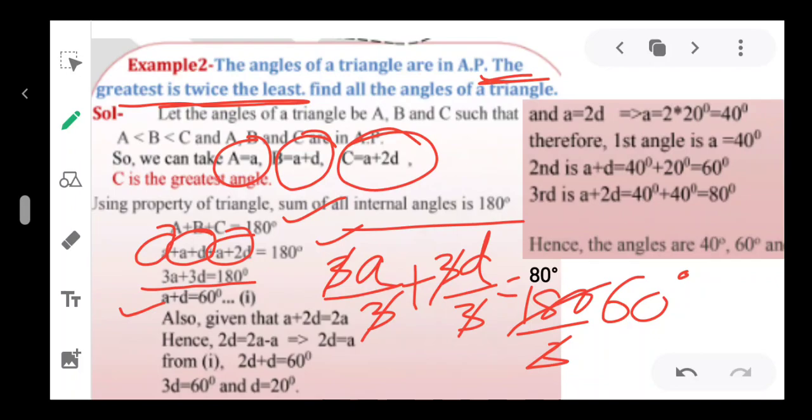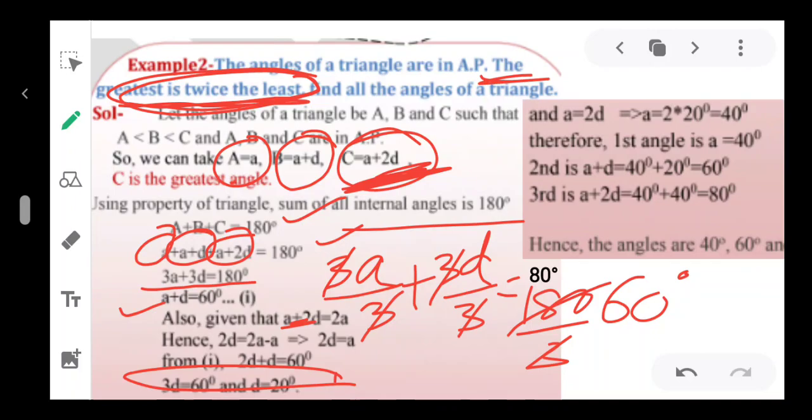Okay. Also given that the greatest is twice the least. This is given. It means the greatest angle A plus 2D is twice the least angle. The least angle is A. So 2A. Therefore, 2D is equal to 2A minus A. We can write this because of this equation. So now substitute the value of this. We get 3D is equal to 60 and D is equal to 20.